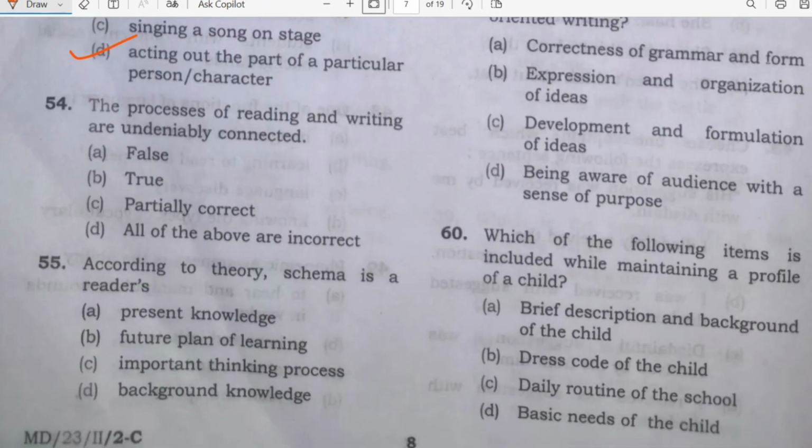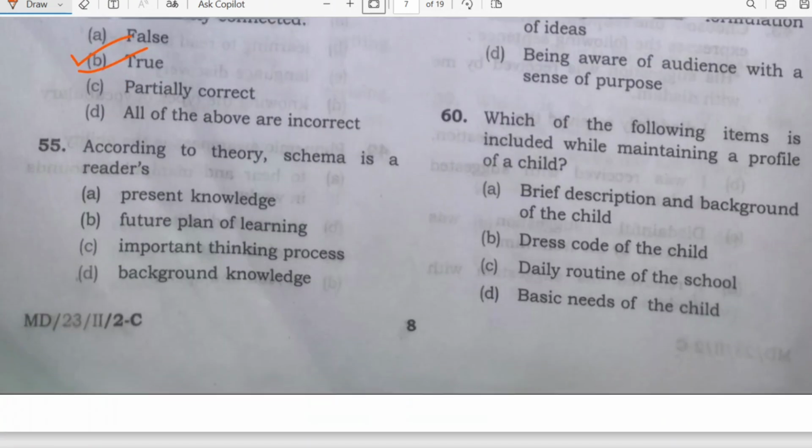Now, the process of reading and writing are undeniably connected. Is it true or false or partially correct, or all of the above are incorrect? Now, the process of reading and writing, see, you know that reading and writing are the skills of language, right? So how can it not be connected? So of course it is connected with one another. So it is true. All right, option number B. Let's go to the next question now.